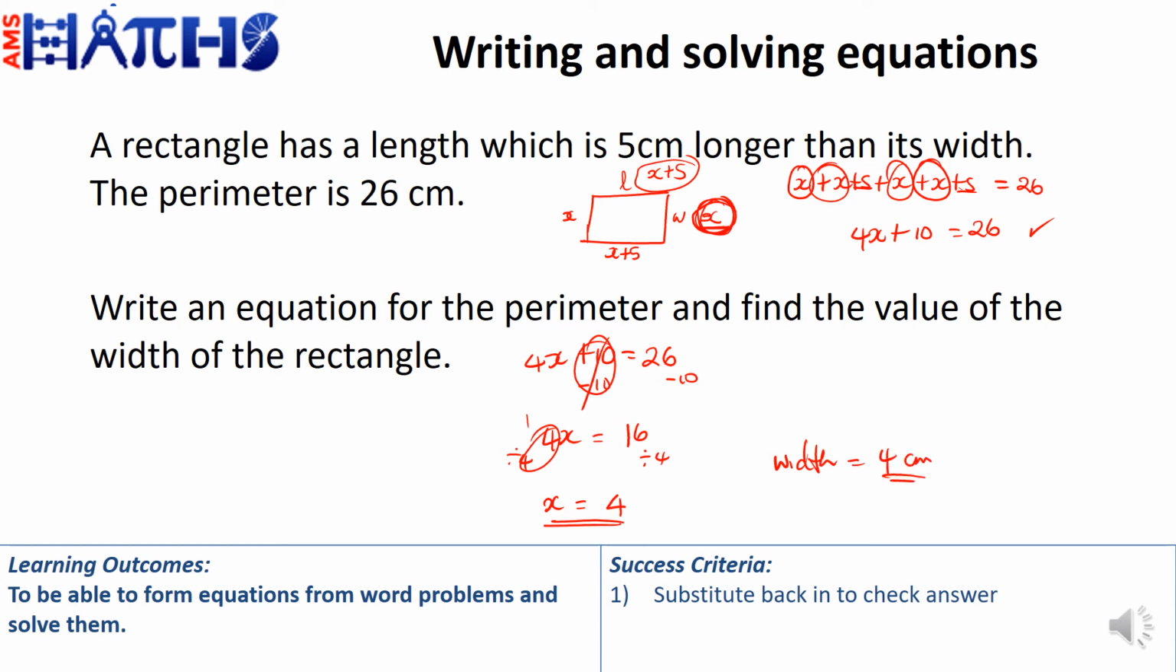So therefore the length will be 9 centimeters, because it's 4 plus 5, as the length is 5 centimeters longer.